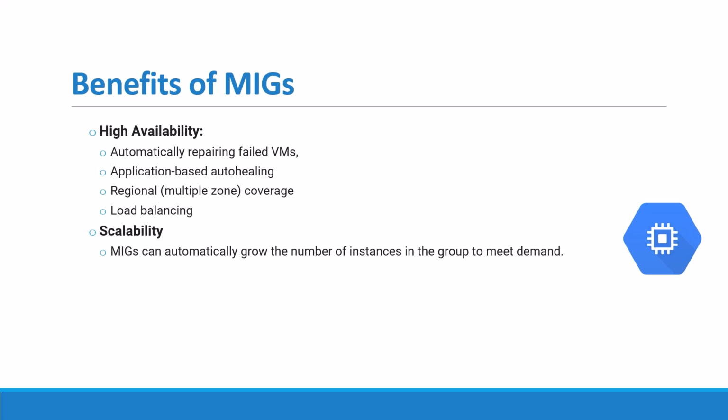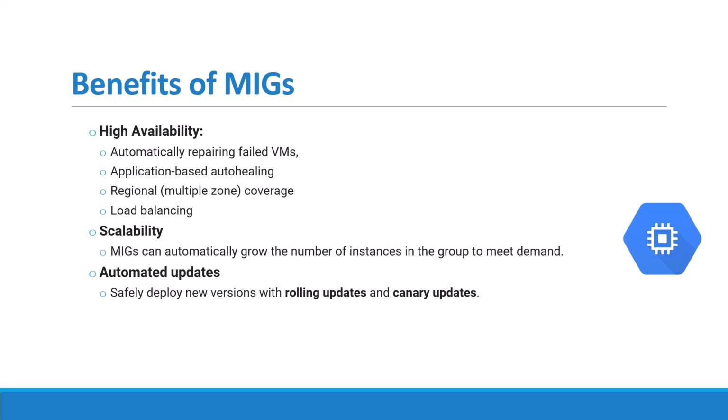Scalability means when your apps require additional compute resources, auto-scaled MIGs can automatically grow the number of instances in the group to meet the demand. If demand drops, auto-scaled MIGs can automatically shrink to reduce your costs. Another benefit of MIGs is automated updates. The MIG automatic updater lets you safely deploy new versions of software to instances in your MIG and supports a flexible range of rollout scenarios such as rolling updates and canary updates.